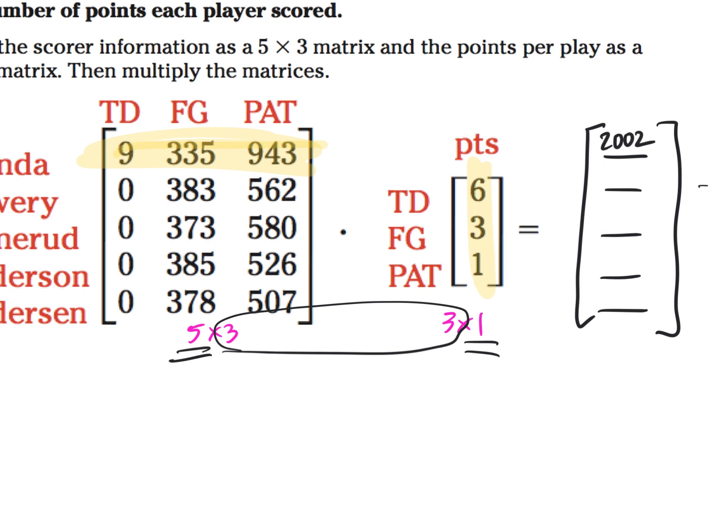How would I figure out this spot? This is in the second row, only column. I agree. I've got to take this second row times only column. Are you really going to type in 0 times 6? Please tell me you're not. Obviously not. Plus, what are we going to add to that? 383 times 3. Plus. Well done, Ritz. 562. I'm not going to write times 1 because that's not going to change it.